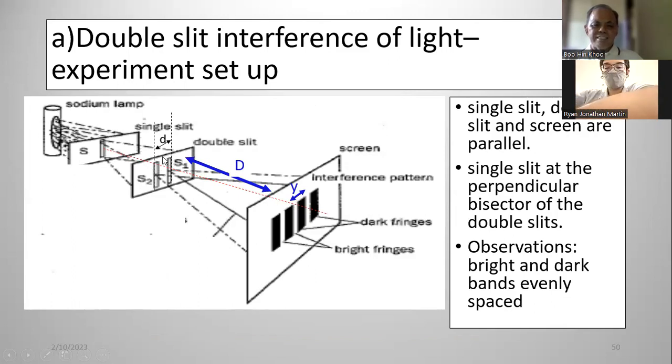The distance between the slits, I call it small d, consistent with your diffraction grating, but I think your textbook uses it as a. Okay, it doesn't matter, it's a or d only. And then I call that y. You can call it x if you want to.